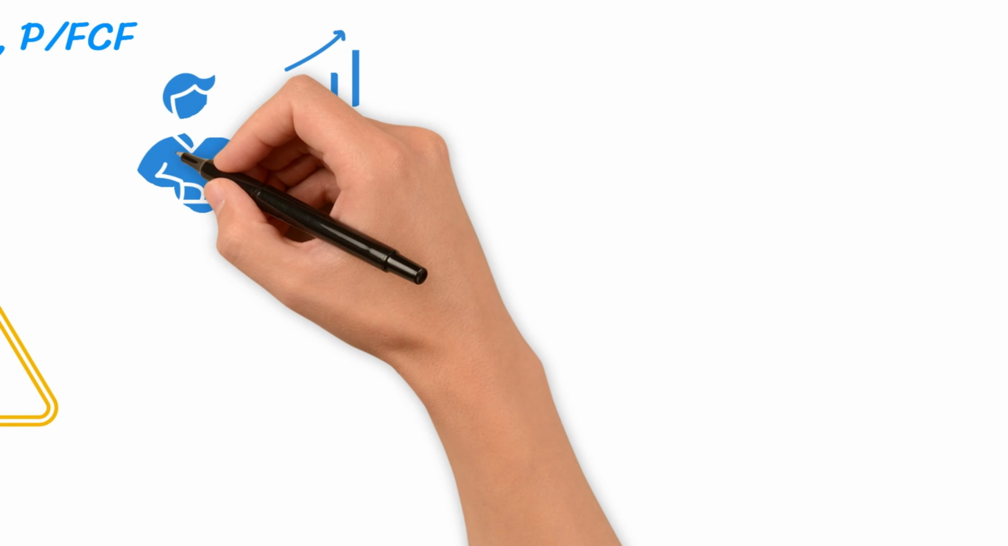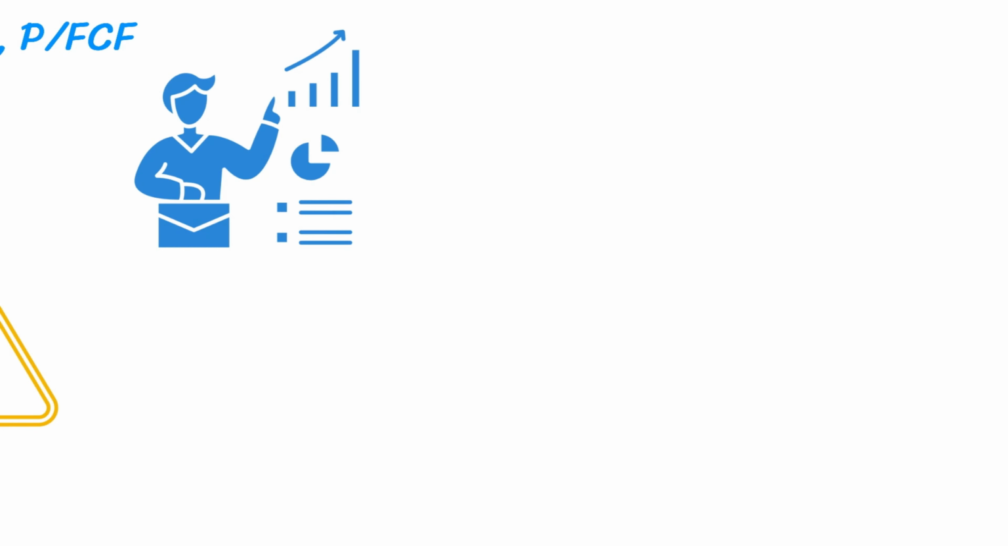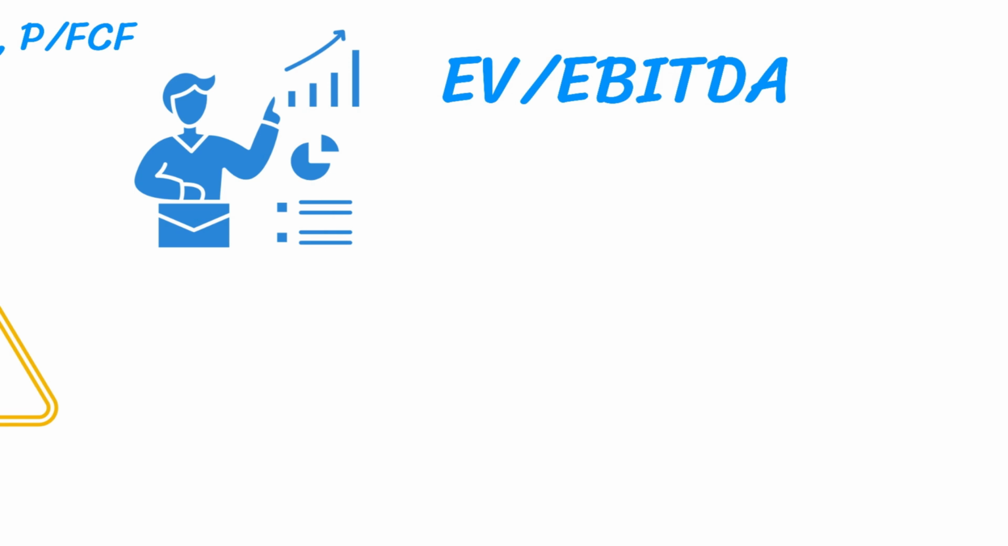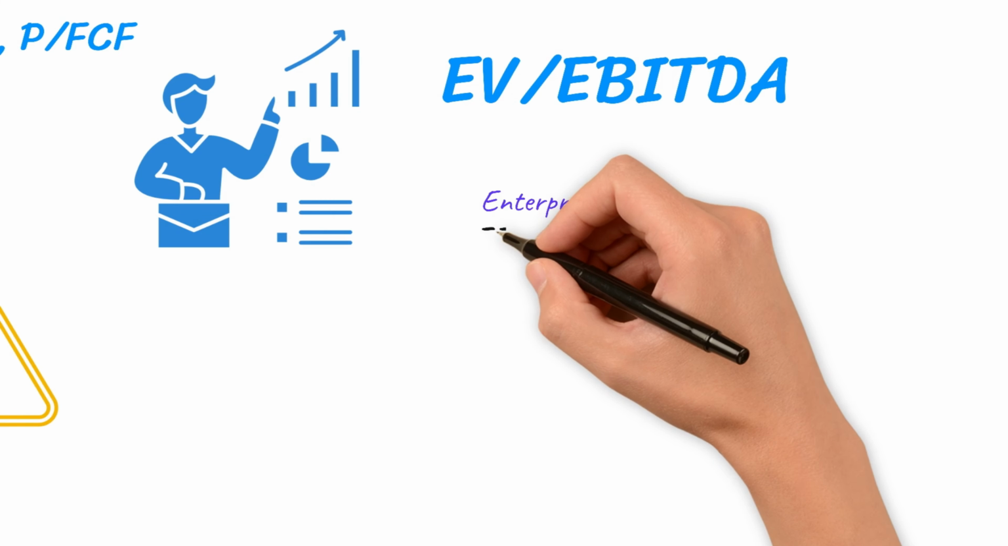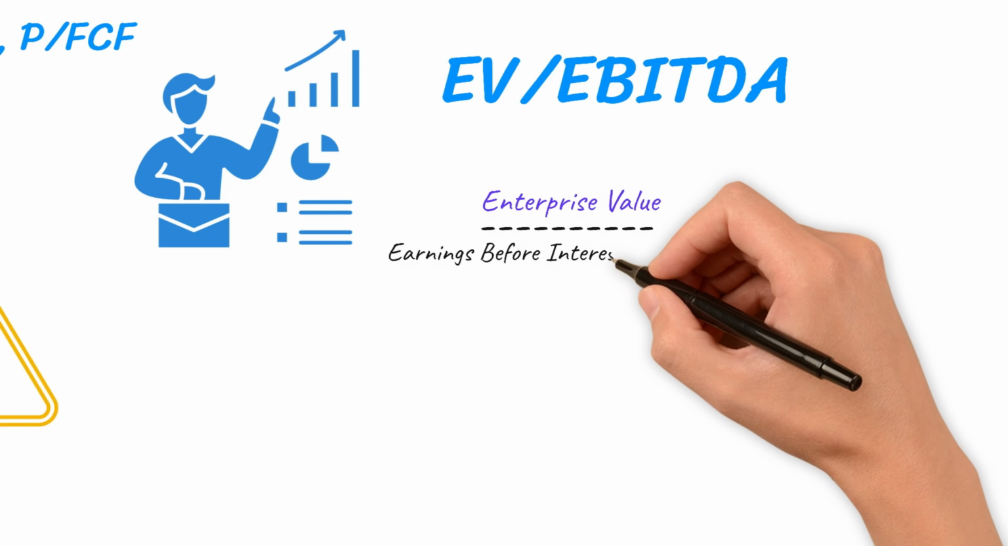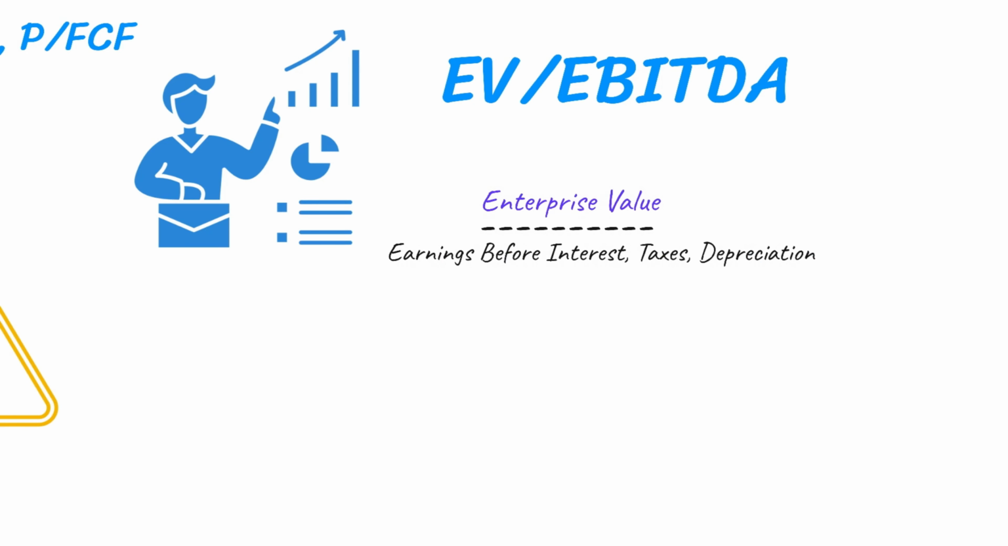Now the ratio professionals use most, one most beginners have never heard of, EV over EBITDA. Enterprise value divided by earnings before interest, taxes, depreciation, and amortization.